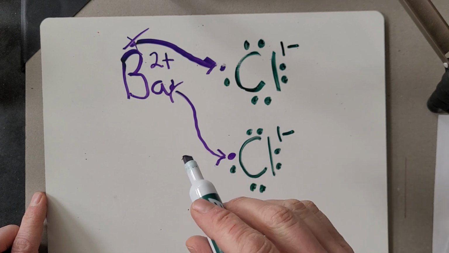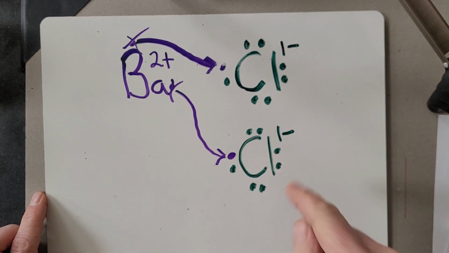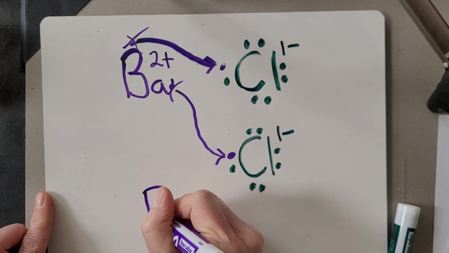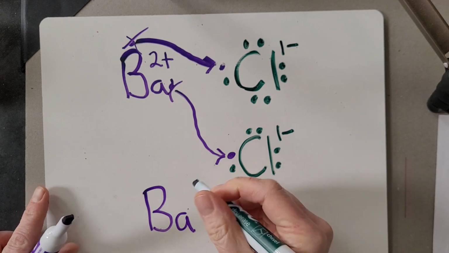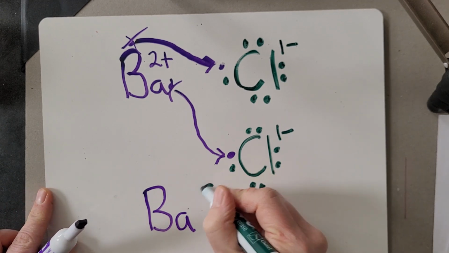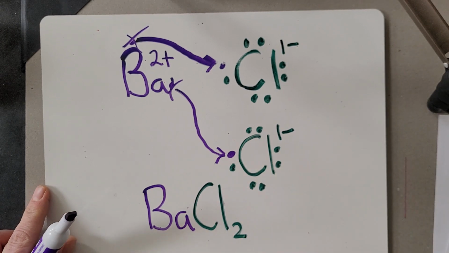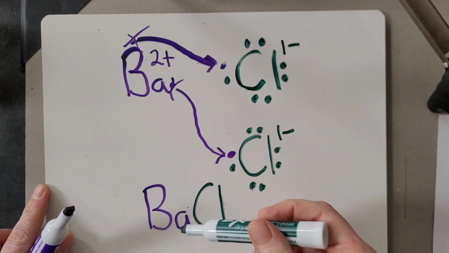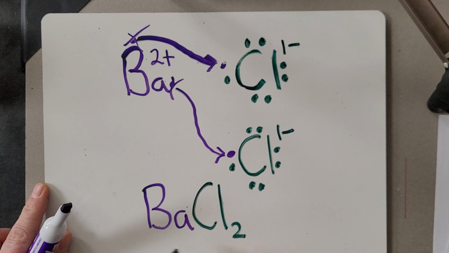Formulas tell us how many. I have 1 barium for every 2 chlorides, so I can write it like this. I'm going to write Ba without a subscript, and then my chloride symbol is Cl, and I'm going to put a subscript of 2. So that's BaCl2. Now you'll notice I don't include charge in the formula. No charge in the formula. Just how many with the subscripts.